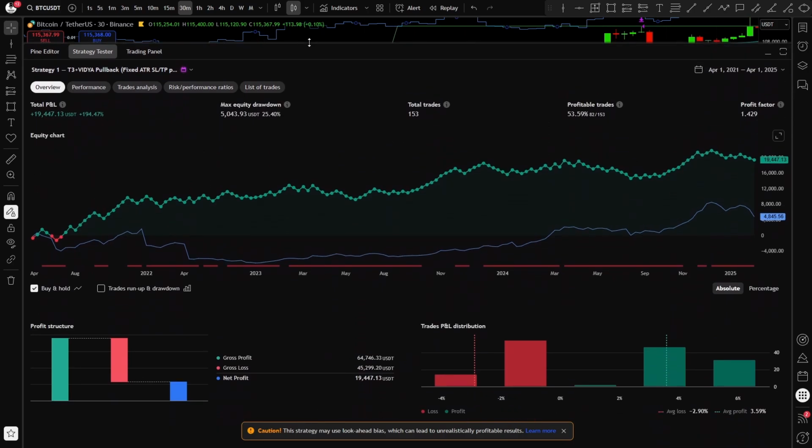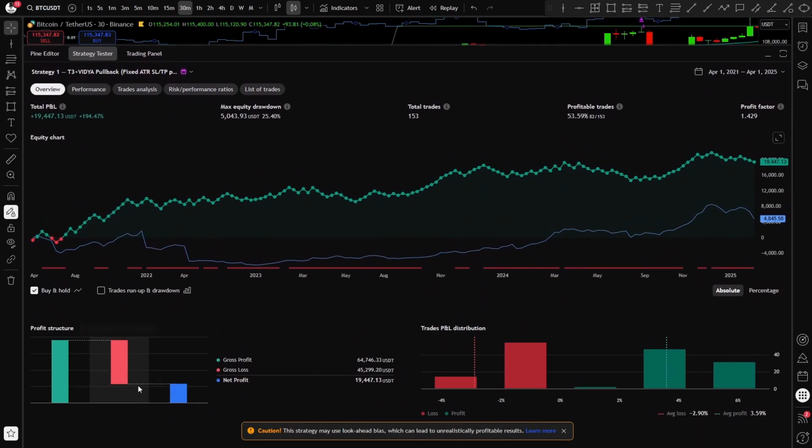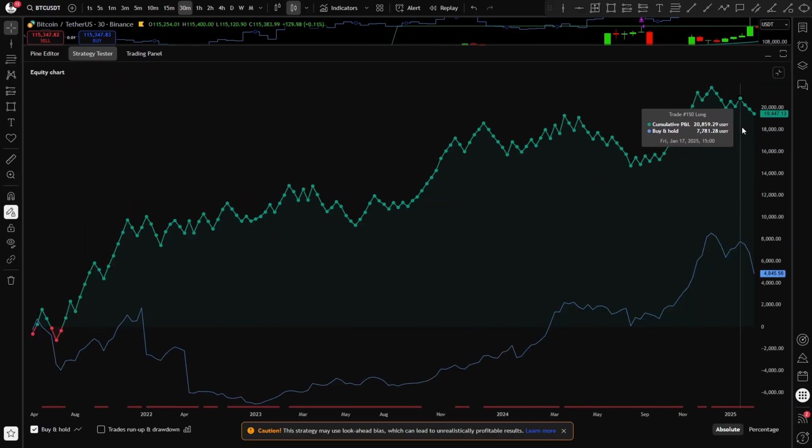Okay, and here are the results. Now we got a new update on TradingView, so now you can see these values here. But if we take a look at the equity curve alone, this blue line is the buy and hold equity curve, and this is the strategy equity curve.